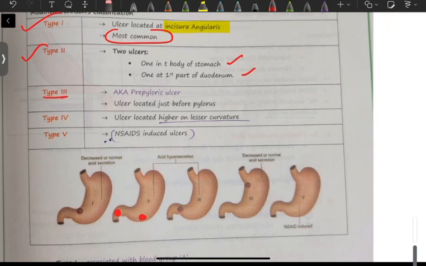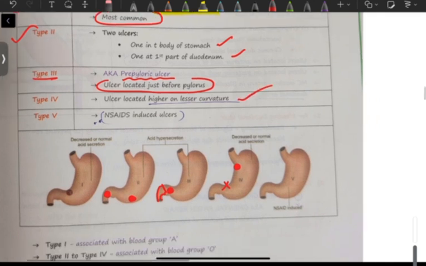Type 3 is also called pre-pyloric ulcer. Just before the pylorus there is an ulcer. This is type 3. What is type 4? An ulcer located on the lesser curvature, anywhere except at the incisura angularis, is type 4. If the ulcer is because of the use of NSAIDs, non-steroidal anti-inflammatory drugs, then it is classified under type 5.